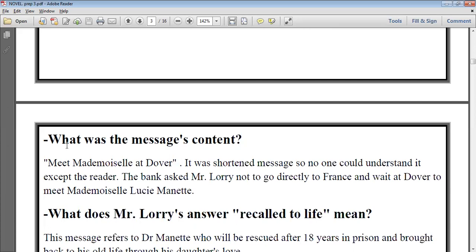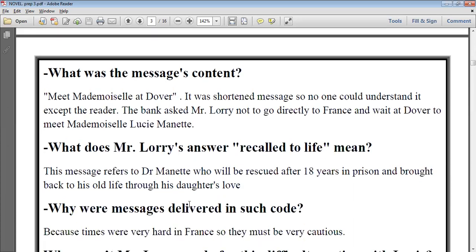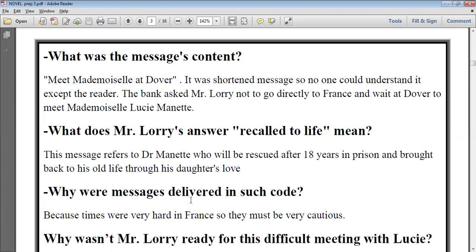What does Mr. Lorry's answer, "Recalled to life," mean? This is one of the most important questions in chapter one. This message refers to Dr. Manette, who will be rescued after 18 years in prison and brought back to life through his daughter's love.